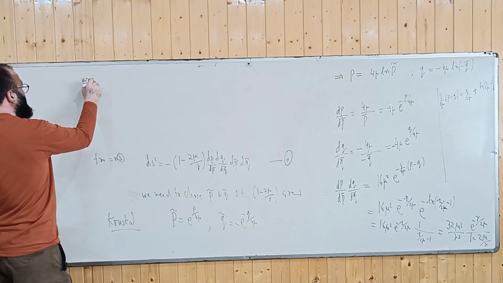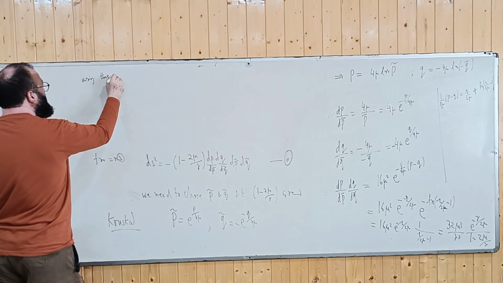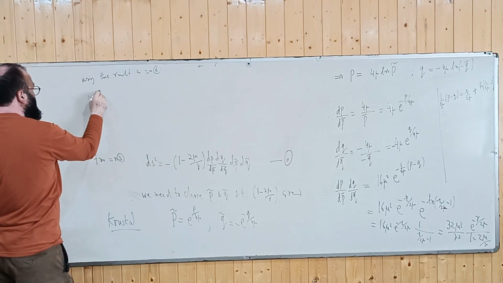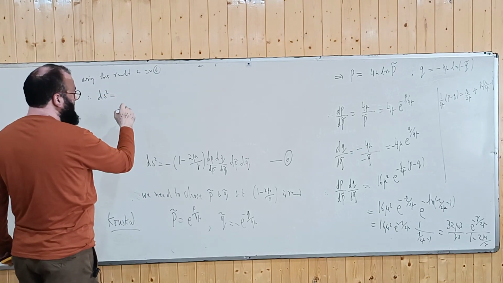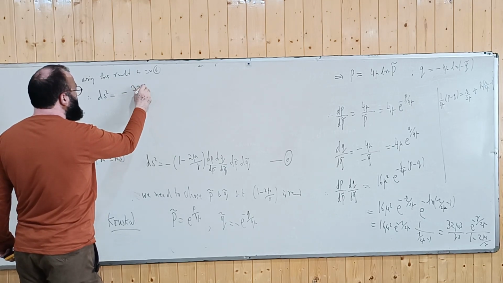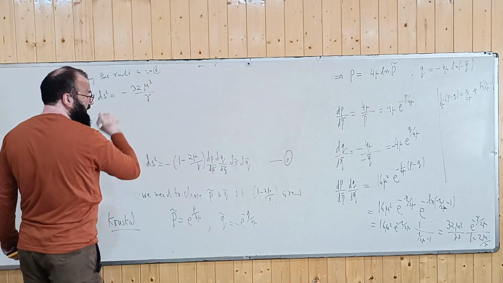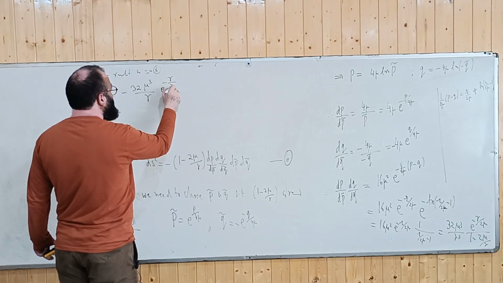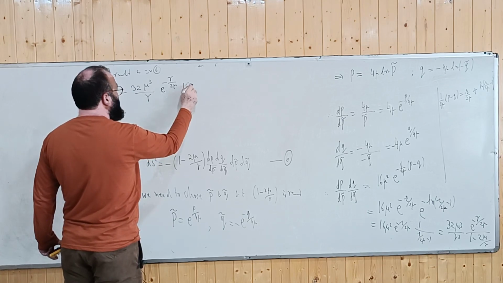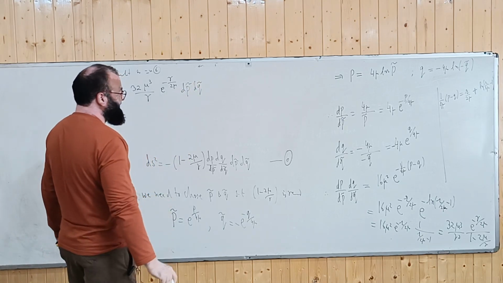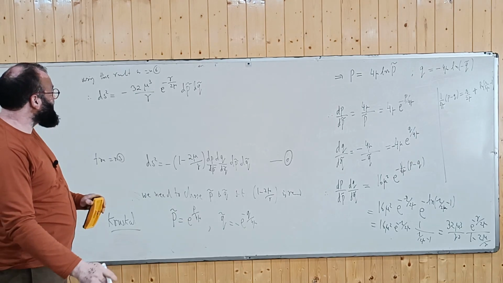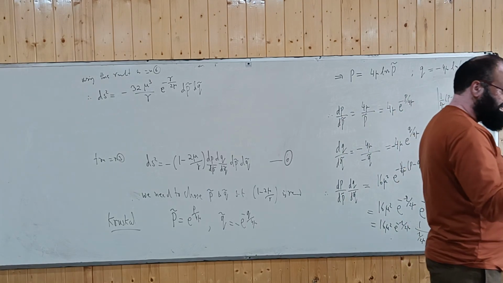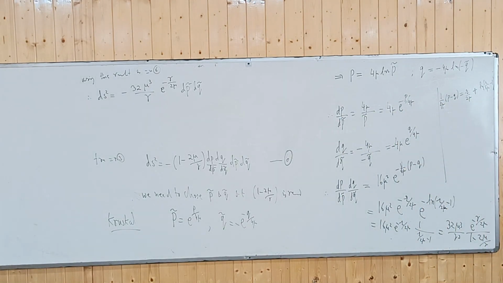Using this result in equation 6, what do we get? Therefore ds square is equal to minus 32 mu cube by r, then you have e raised power minus r by 2 mu dp dq. Okay. So where is the singularity now? Where is the singularity? At 0. Okay, this is very important.